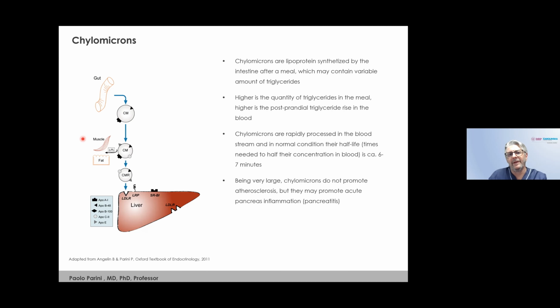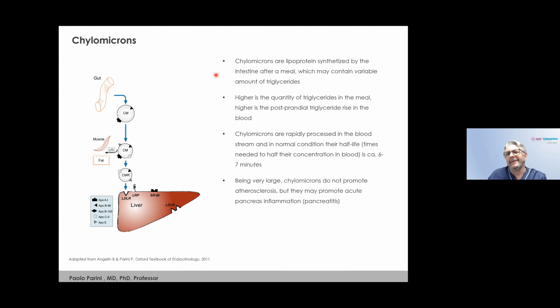Their function is to deliver fatty acids to the peripheral tissues, and then they are taken up by the liver. This process is very, very rapid. In a normal person, the half-life of this process is about 6 minutes. The half-life means that in that time, I reduce by 50% the amount of chylomicrons that I have produced at that specific time.